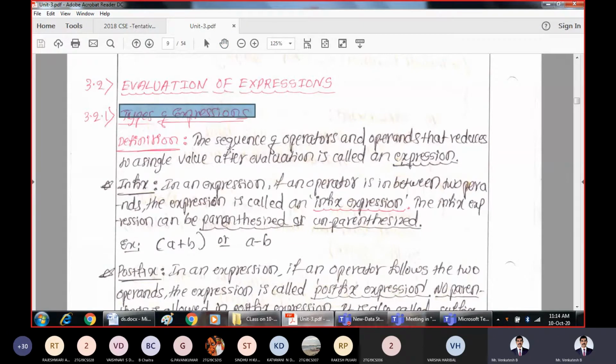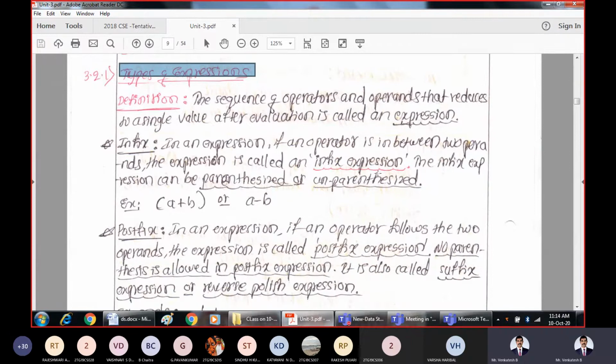What is an expression? The mathematical term here is a sequence of operators and operands that is going to reduce to some single value, and that is called an expression. So when you evaluate that, we will be getting some result. So that is what an expression is. So there are three main forms.